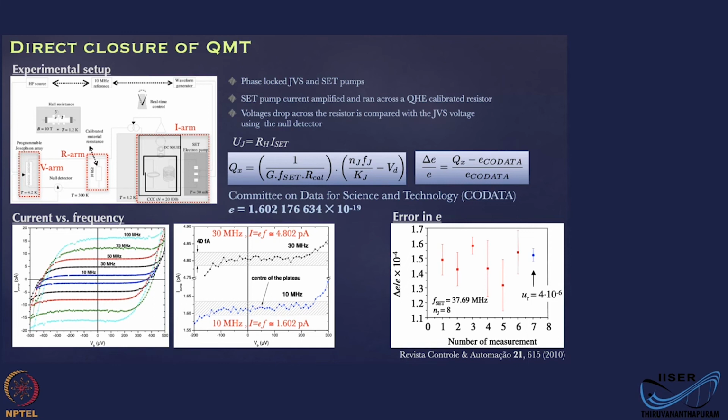Any variation from this exactness, any reading from the null detector, is the error in the whole experiment. So you have a V equals I times R kind of relation, and by substituting the constants from the previous slide, you can test something called a charge. Okay, you can substitute this and rearrange, and what you will get is something like Qx.